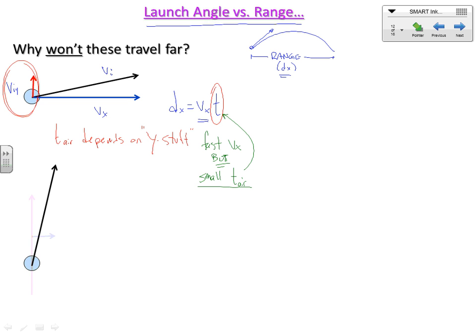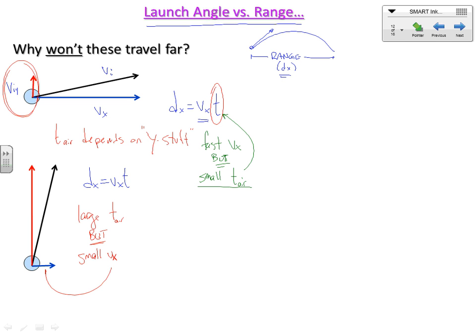Well, what about this one down here? Or sorry, how come this one won't go very far? Well, it won't go very far because if we say dx is vx times t, this one has large time in the air, but a very small vx. There's its vx. And no matter how long you spend in the air, if vx is really small, your horizontal displacement, dx, is going to be small.